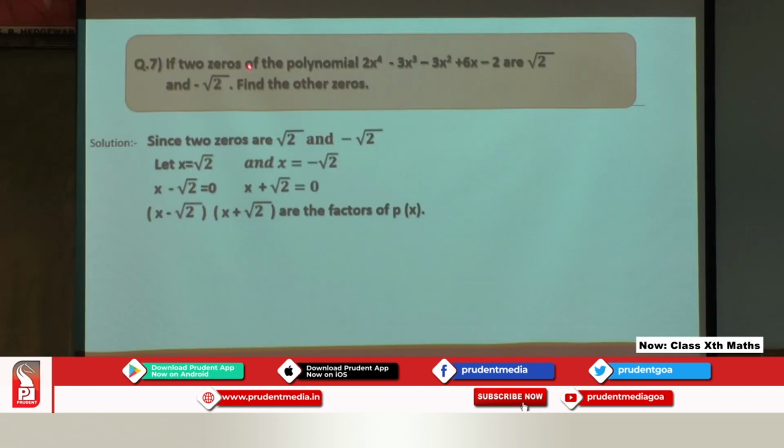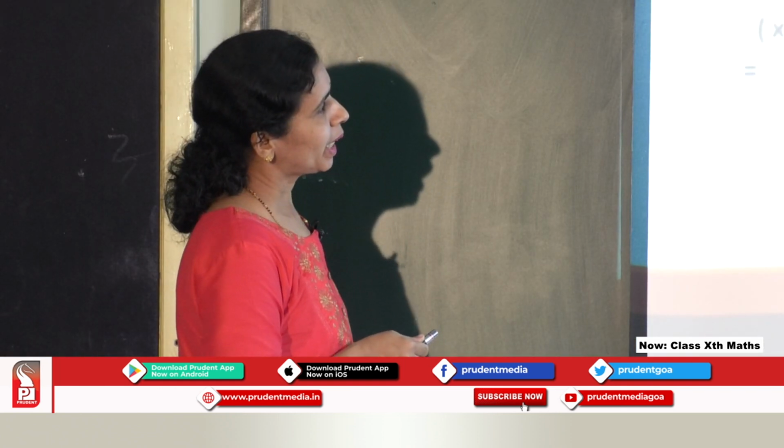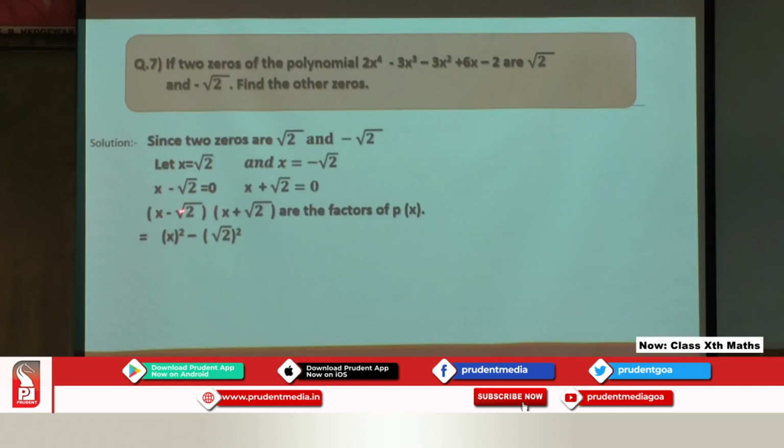P of x means it is the given polynomial. These two are the factors of the given polynomial, that is 2x raised to 4 minus 3x cube minus 3x square plus 6x minus 2. Now here we can apply the identity a minus b, a plus b is equal to a square minus b square. By applying that identity, a means here x, so a square is x square, minus b square, where the value of b is root 2, so root 2 the whole square.